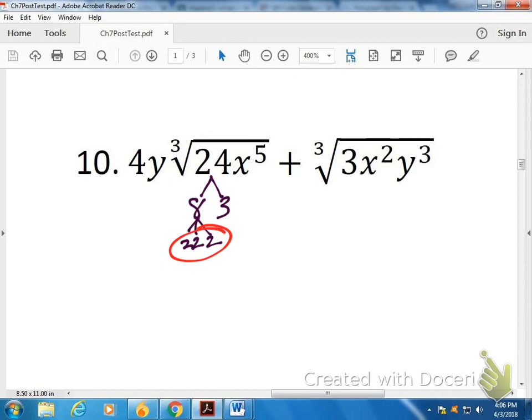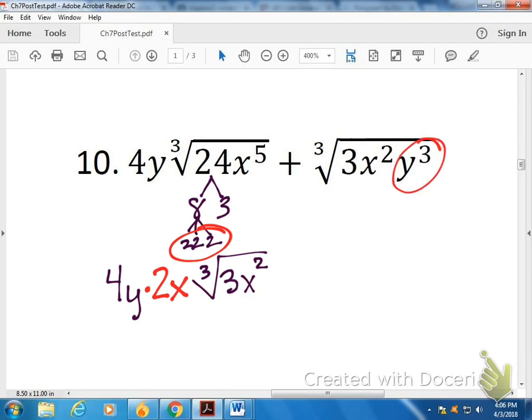We do have a group of 3 within x to the 5th. So I can take out, all right, we have 4 times y. We had a group of 2's, and we'll have a group of x's, but then what's left on the inside? We're left with a 3x squared. On the other side, we only have one perfect group of 3, and that's the y. So we could say plus y times the third root of 3x squared.